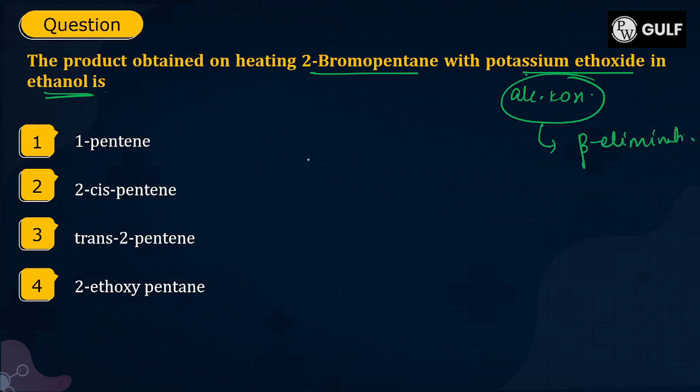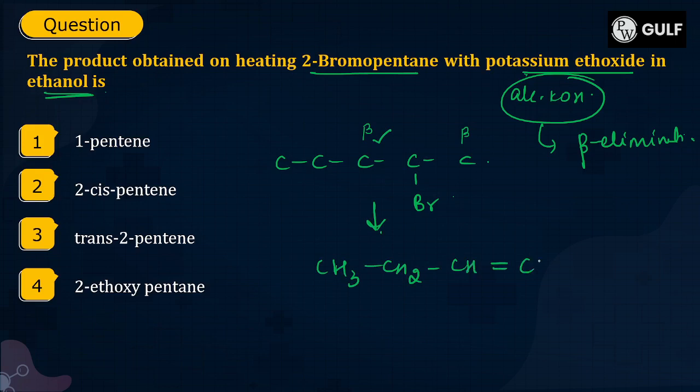So when you look at bromopentane, 1, 2, 3, 4, 5, right? 2-bromopentane, that is bromine is on the second carbon. Now this is also a beta carbon. This is also a beta carbon. Now, which beta carbon will it react with? This one, Saytzeff rule. That is why CH3, CH2, CH double bond, CH, CH3. This is what we get.